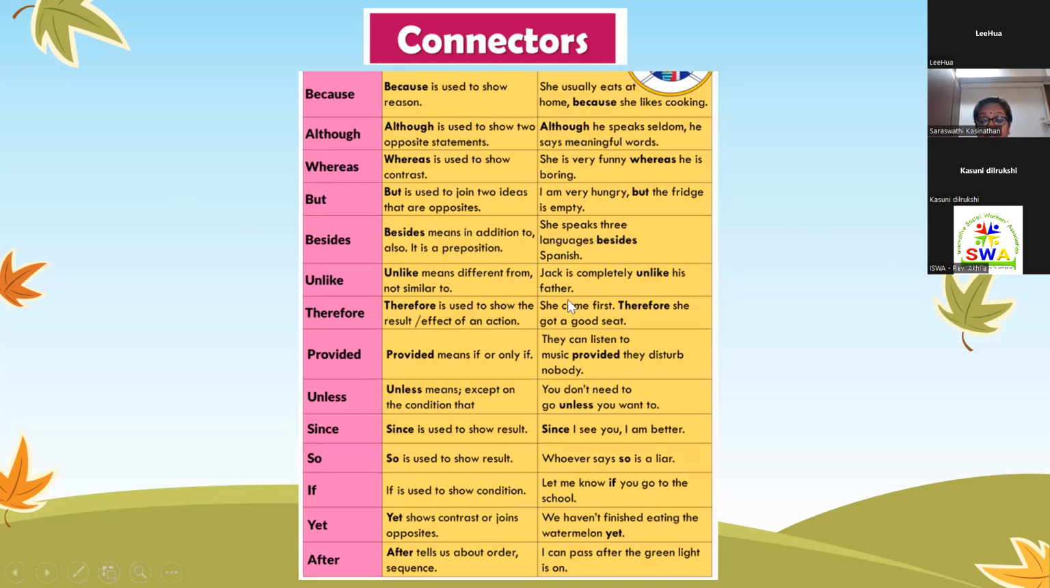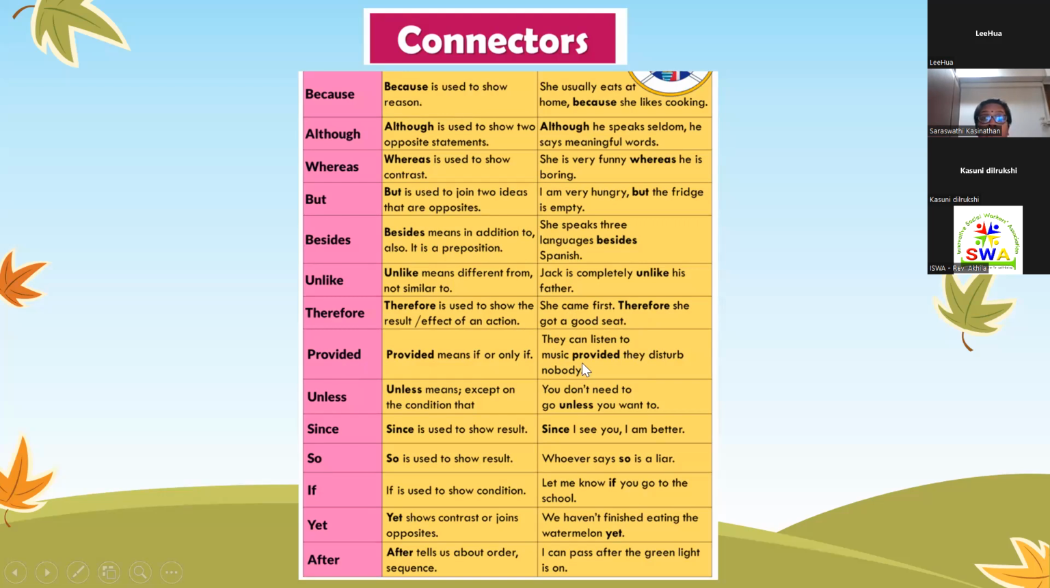It's not very hardworking. Or if the father is tall, Jack is very, very short. So different, okay? Therefore is used to show the result or effect of an action, okay? She came first, therefore she got a good seat, okay? It's what comes after a particular action. Provided means if or only if. They can listen to music provided they don't disturb nobody, right?